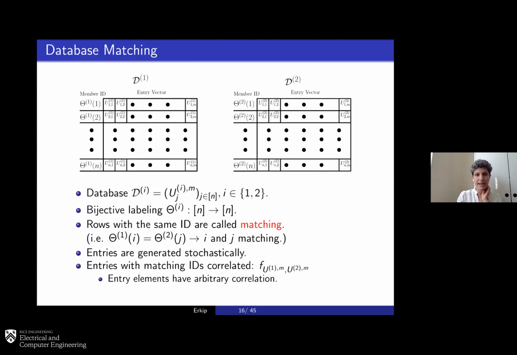Then we're going to assume that the entries of these two databases are generated stochastically. So for example, these could be medical records in hospital one and hospital two. Suppose these are the patients that have visited both hospitals. We assume the entries are generated stochastically, with each row having an arbitrary correlation, and the corresponding matching rows being correlated as well. So if member number one is Elza in hospital one, the matching member would be Elza in hospital two as well, and the entries would be correlated. But we assume that different rows are independent of each other. So my medical records are independent of, for example, Ashu's medical records. We're going to assume that we know the underlying distribution. Those will be our basic assumptions, but otherwise the distributions are arbitrary.